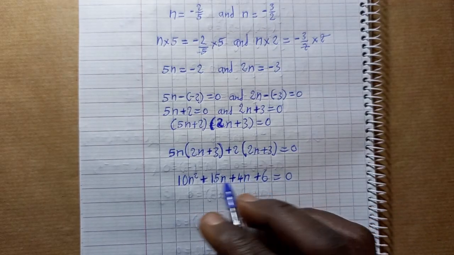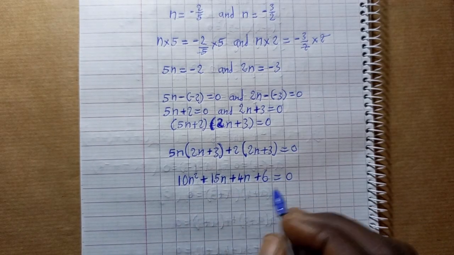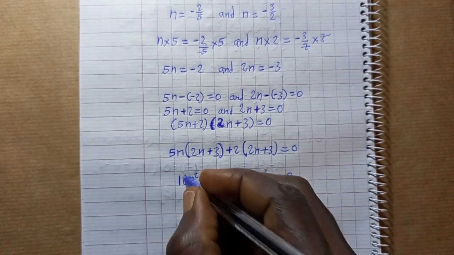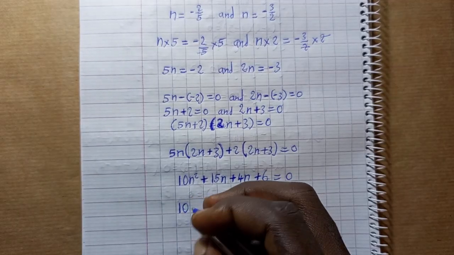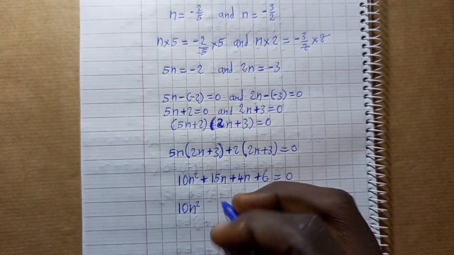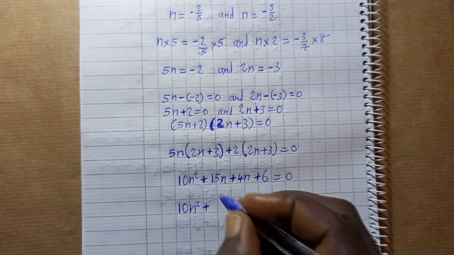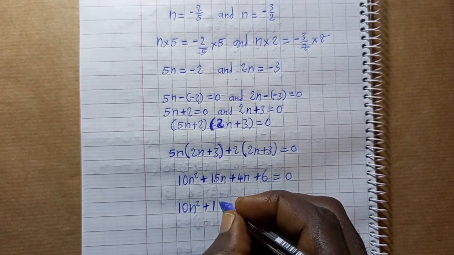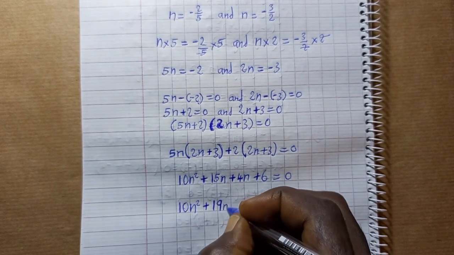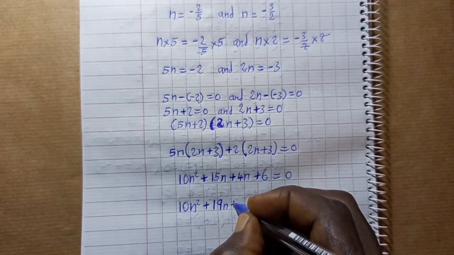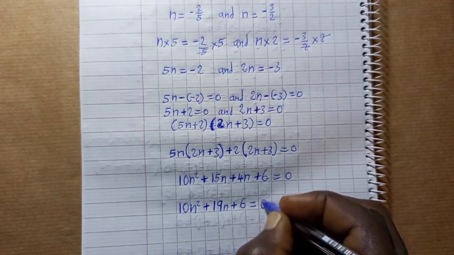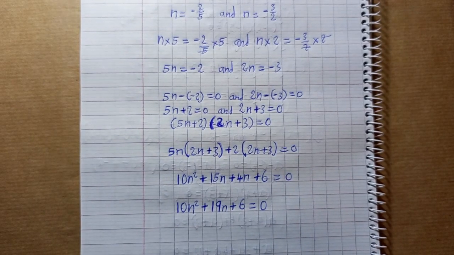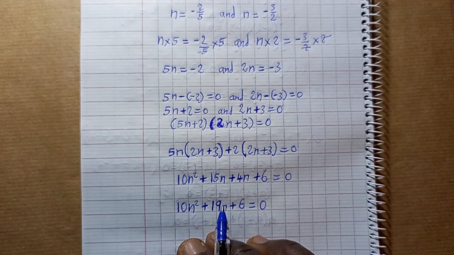4n, 2 times 3, that is plus 6, and then equate it to 0. Now these two are alike. While this one has a square, this one does not have any n. So I'm going to add these two together to form one. That is 10n square plus 15n plus 4n, that will give us 19n, plus 6 is equal to 0. So this is the quadratic equation to the roots in number 4.